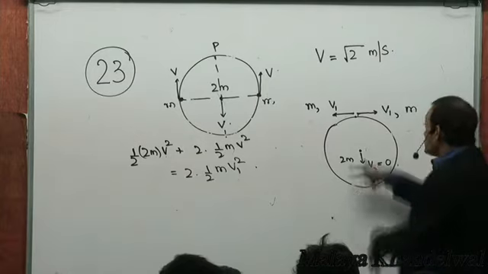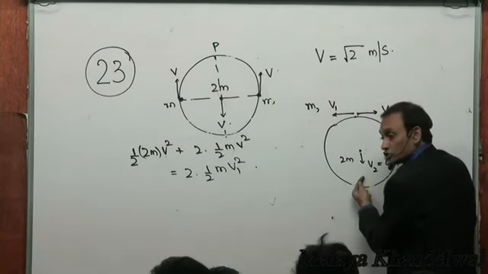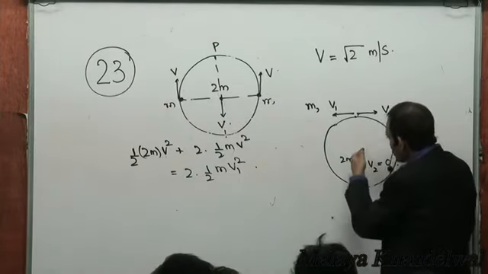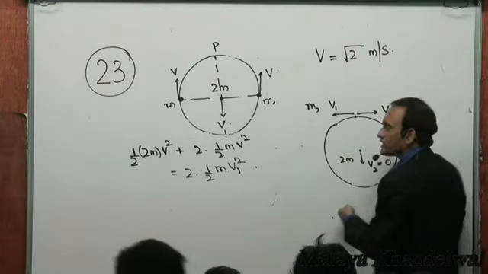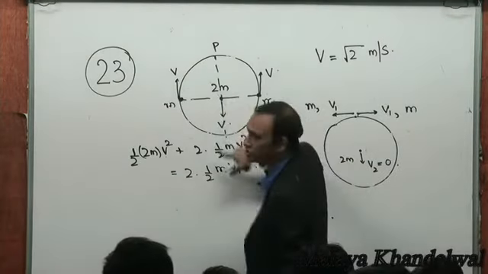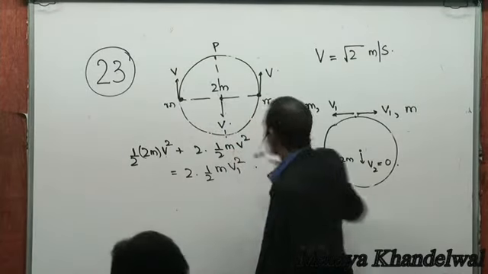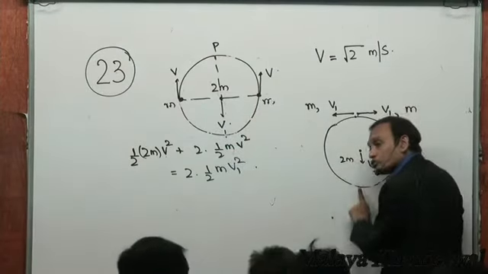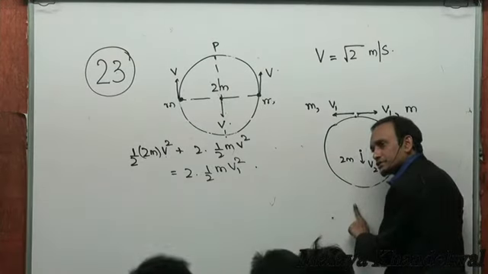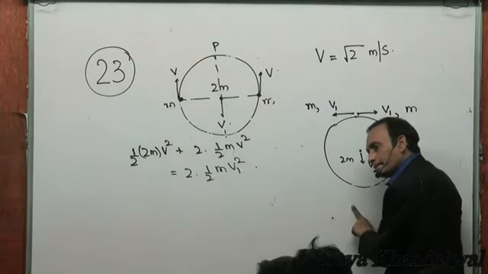Okay. If it didn't stop, if it had a non-zero velocity here, then the entire system would have a non-zero linear momentum in this direction. But look at this. What's the linear momentum in this direction? 2mv minus 2mv, 0. So if it didn't stop, it will have a non-zero linear momentum in this direction. Right?